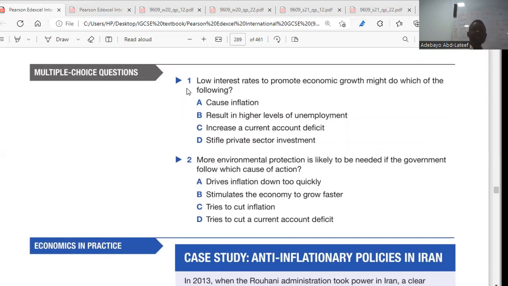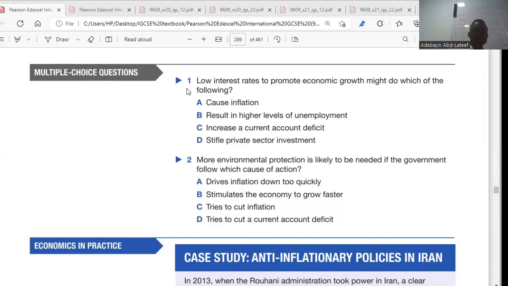Inflation, right? When there is a low interest rate, it will cause inflation because of money. When there is a low interest rate, it means the price of borrowing becomes cheaper. Everybody could borrow. Then aggregate demand increases and inflation will increase. So the answer is A. Is it clear, please?